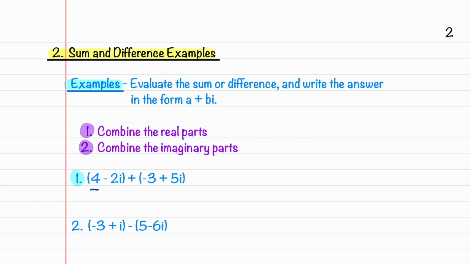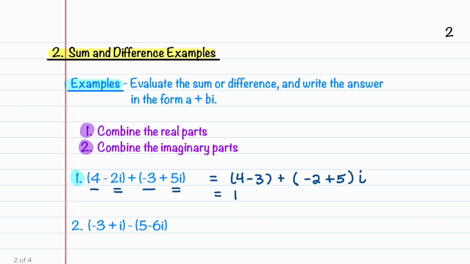I'm going to underline the numbers that are our real parts, and we're going to combine those. So we have a 4 minus 3, and then we're going to have our imaginary parts. I'll underline those with 2 lines. Those are imaginary parts, and those are equal to -2 plus 5 times i, and then all we have to do now is simplify. 4 minus 3 is 1, and then 5 minus 2 is 3, so we have 1 plus 3i. And we'll highlight that.